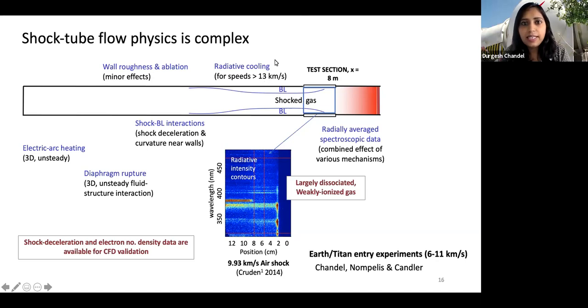There is also possible radiative cooling for shock speeds greater than 13 kilometer per second. It becomes a major factor for higher shock speeds. But for my problem, it was physically correct to ignore the radiative cooling.